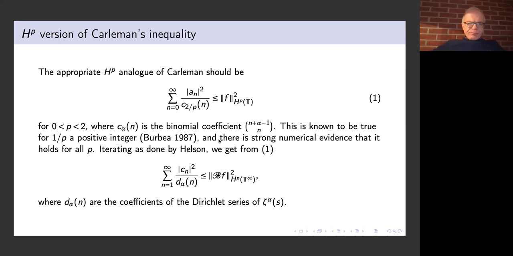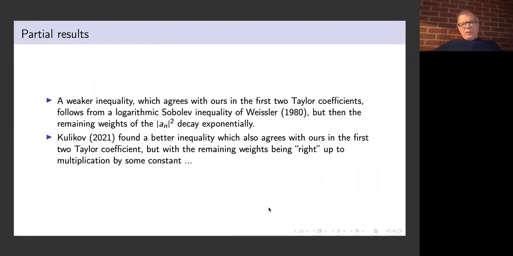If you had this, then you would have another interesting inequality if you lift it in the same way as Helson did, with now again a divisor function in the denominator. In fact, this divisor function gives the coefficients of a power of the Riemann zeta function. So this would be a nice result to have, but unfortunately we do not have it.